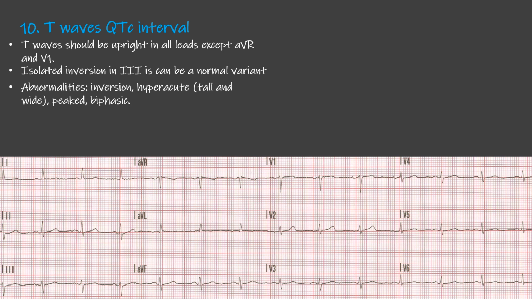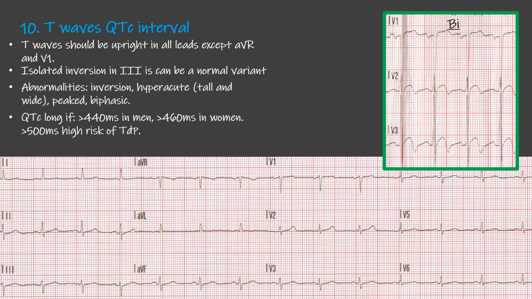We also want to be looking for hyperacute T waves, so that's a T wave which is tall and wide. We want to be looking for peaked T waves and biphasic T waves. And thinking about the QTC, so that's the corrected QT interval, it's considered long if it's over 440 milliseconds in men or 460 in women, although these numbers do change slightly depending on what source you use. However, anything over 500 milliseconds is considered high risk for developing arrhythmias such as torsades, which is a type of polymorphic VT. So we'll now look at a few examples.